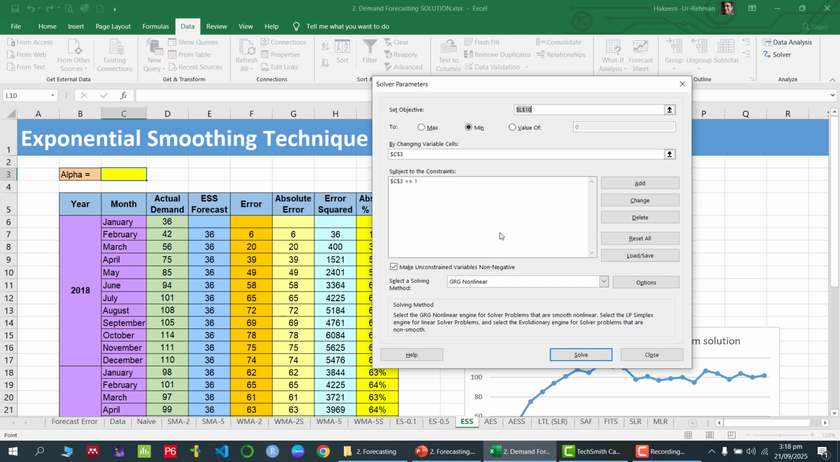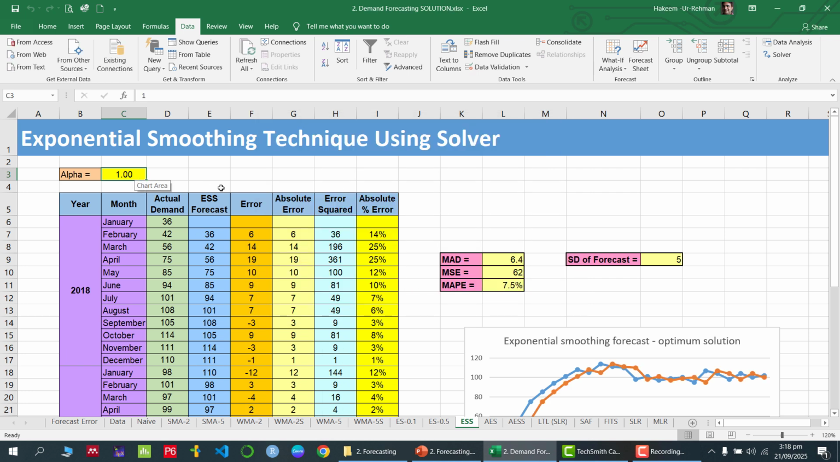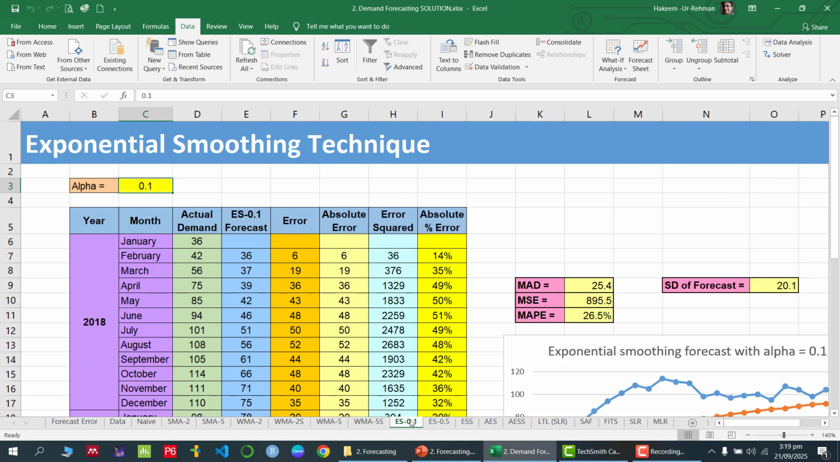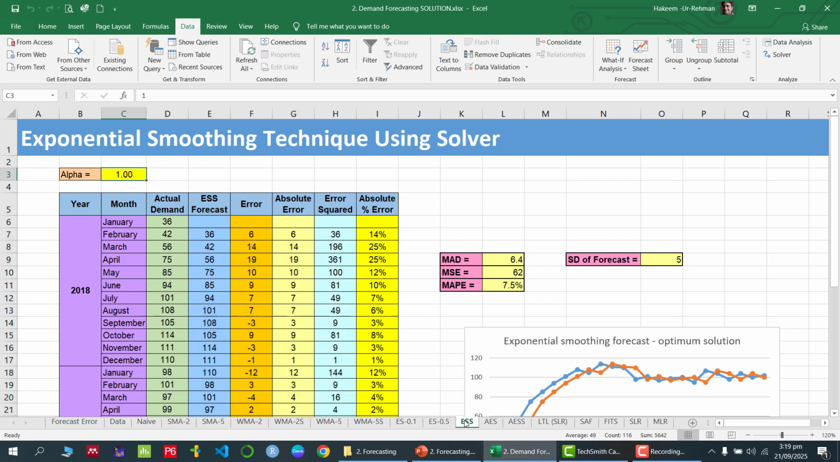There is no need to add another constraint. Instead, we can click over here to make sure all the variables are non-negative. Because it is a non-linear programming problem, we are going to pick non-linear, solve, and press OK. So it is saying to use the value of alpha equal to 1, instead of 0.1 or instead of 0.5.